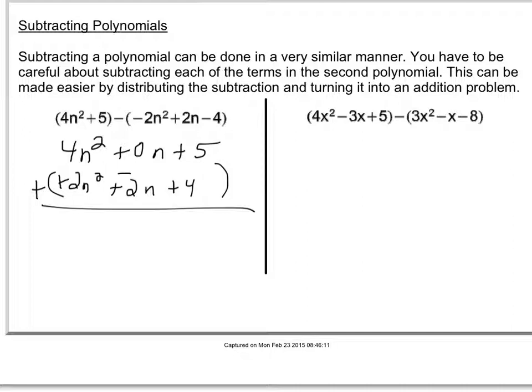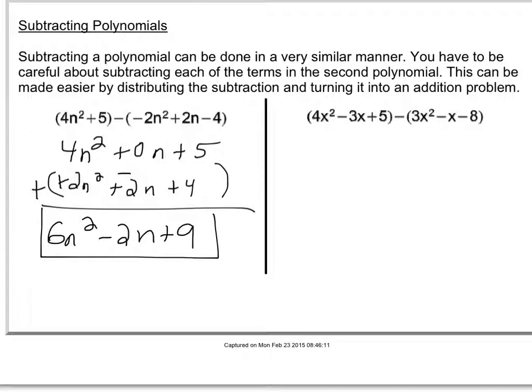4n squared plus 2n squared is 6n squared. 0n plus negative 2n is negative 2n. And 5 plus 4 is a positive 9. 6n squared minus 2n plus 9, and that's my answer.